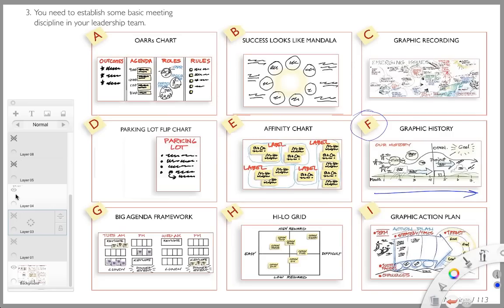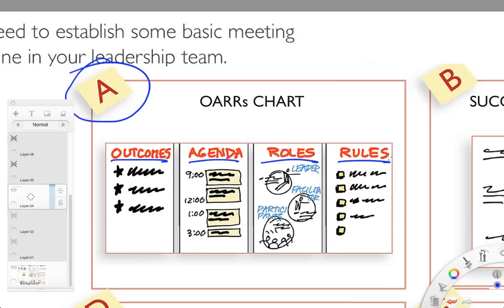Let's take another one. You need to establish some basic meeting discipline on your leadership team. So you could use different of these, but the one I had in mind for that, that's probably the best, is this ORS chart. What it suggests is that at the start of any meeting, you look at what the outcomes are, what the agenda is, what the roles and what the rules are. And this little tool is one that often goes viral in a company once they see how to do it.